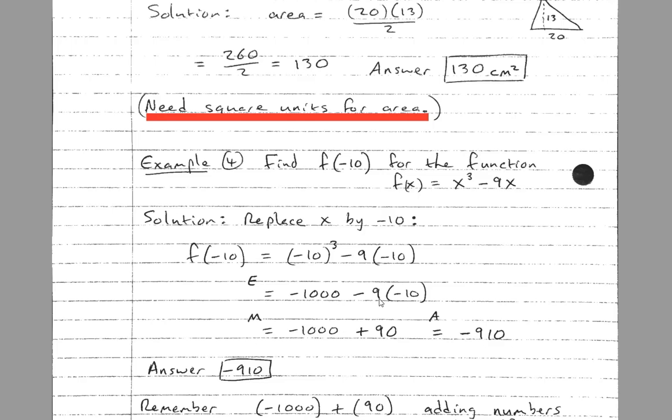Then take care of the multiplication. So you could do 9 times -10 is -90, and subtracting -90, that's the same as adding 90. And then we do this addition last. So -1000 plus 90 is -910. So that's the answer. If the input for this function is -10, then the output is -910.